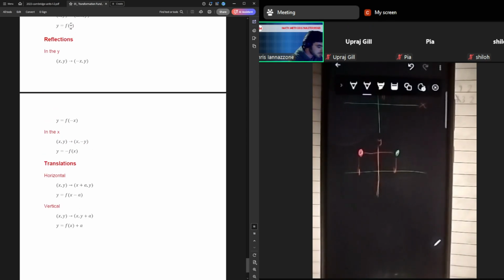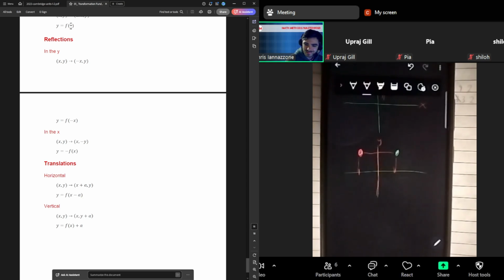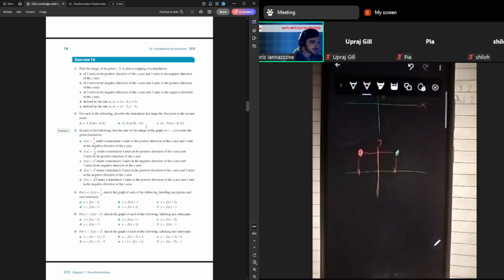Maybe I should grab this one differently, actually. I should fix this page break. Cool. Okay.